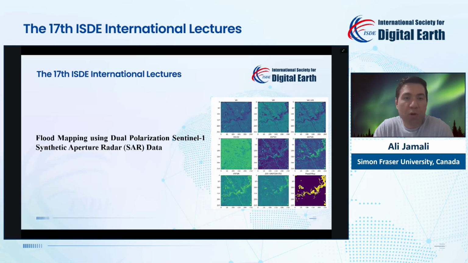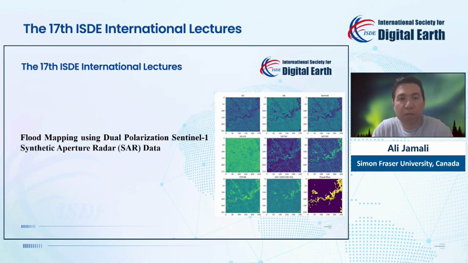So for this lecture, I'm just going through two of our works. One is based on dual polarization Sentinel-1 and what we did for flood mapping. The other is about deforestation mapping. We use Sentinel-2. These two data sets are freely available, and the codes are available at our GitHub as well. So it should be pretty easy to implement them.